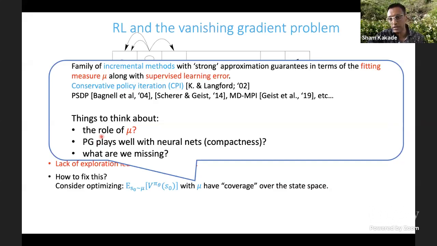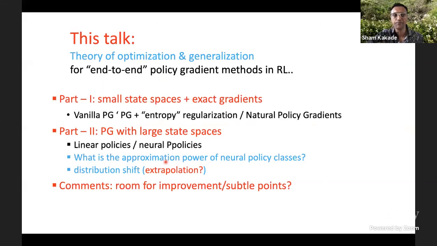Okay, so things we're going to think about are: what's the role of mu with policy optimization, how to think about neural networks, and revisiting some questions. We'll think about what we might be missing, and I'm just going to pepper in a few conjectures here and there as well. Okay, so basically we're going to look at both optimization ideas and generalization ideas.